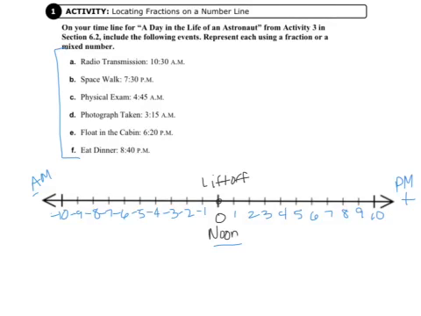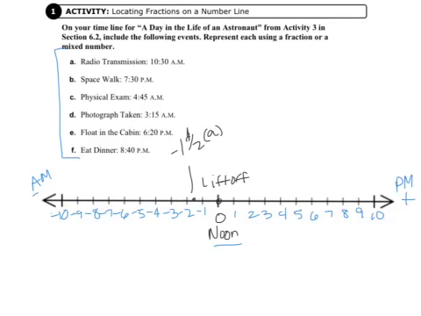Now our first event is a radio transmission, and that happens at 10:30 a.m. So we need to count backwards from noon, and the hour before noon is 11 o'clock, and 2 hours before noon is 10 o'clock. So halfway between 10 o'clock and 11 o'clock is 10:30. So we're going to make a mark on our number line and label that as -1 and 1/2. And that's event A. So it's -1 and 1/2 because it's halfway between the -1 and the -2.